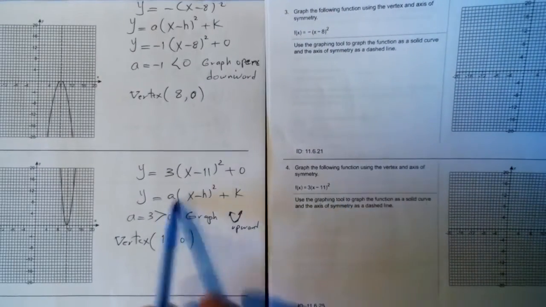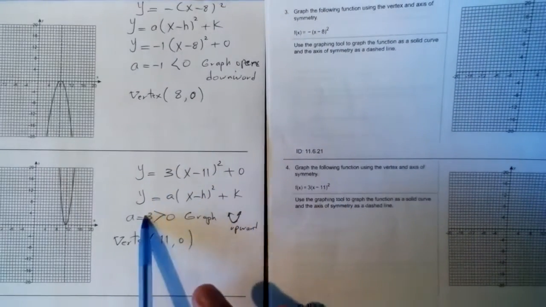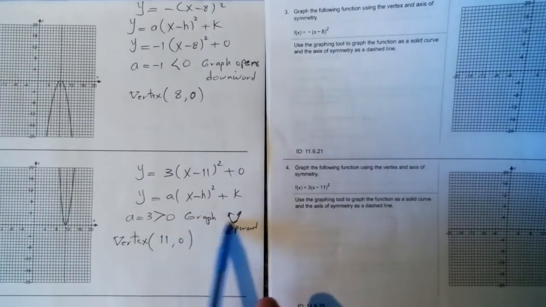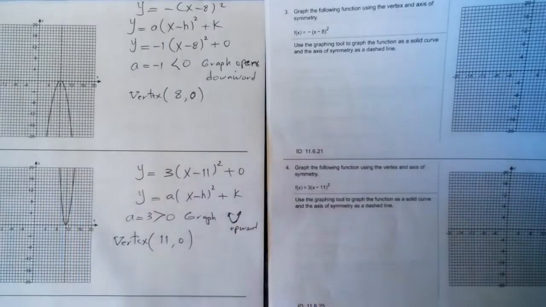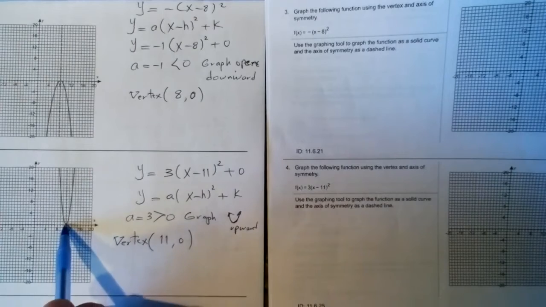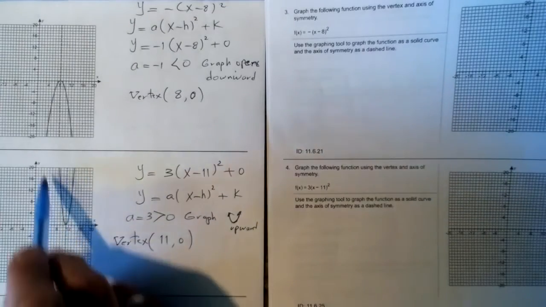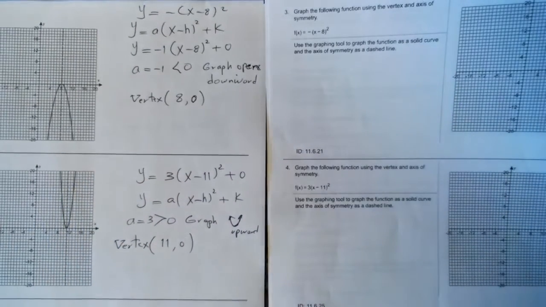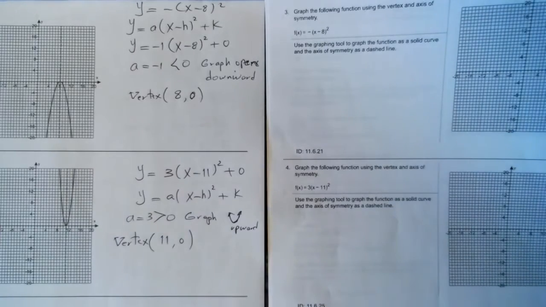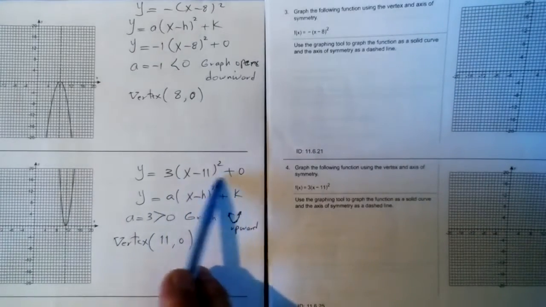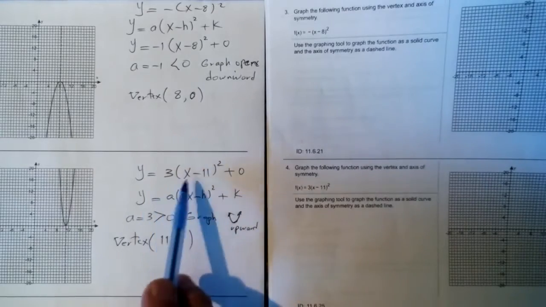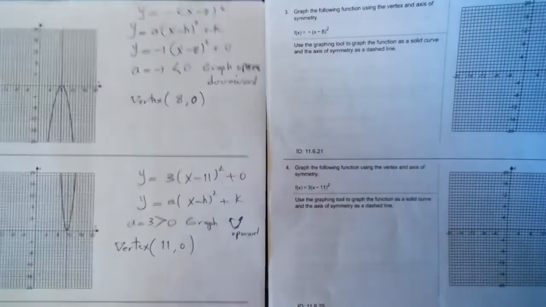Again, this one, you write it here. a is 3, 3 is greater than 0, so the parabola opens upward. Vertex is 11 and 0. This is 11 and 0. 11 and 0 is your vertex, which is the lowest point here, and then you open it upward. So the best way is to just write the general equations under the equation of the problem, and then you could tell what a, h, and k are.